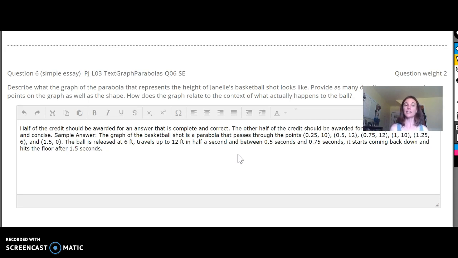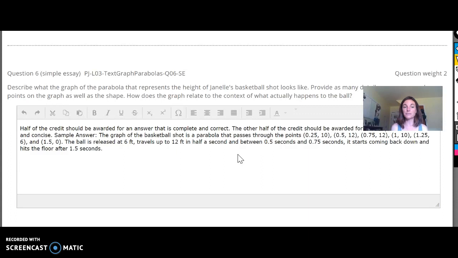So I'm thinking it actually relates really well. I think the things that you need to point out here are that she releases the ball at time 0 at a height of 6. The ball reaches its peak height of about 12.25 feet between 0.5 and 0.75 seconds. And then the ball is back on the ground at 1.5 seconds. So it's totally back to the ground, not just back to its initial height at 1.5 seconds.